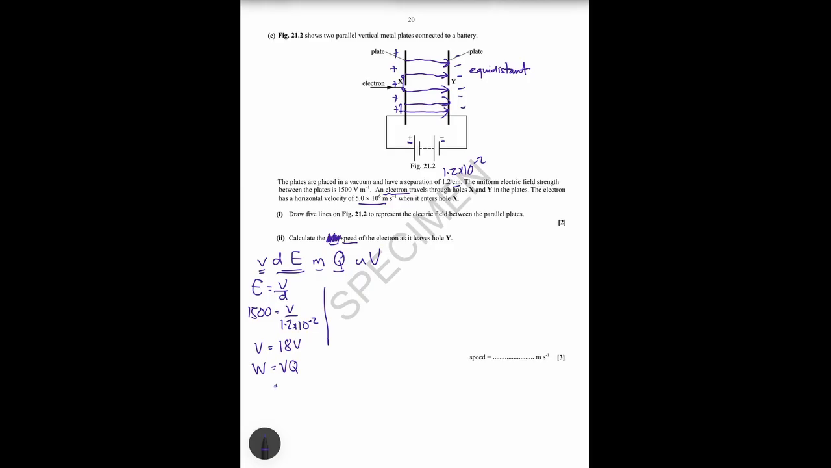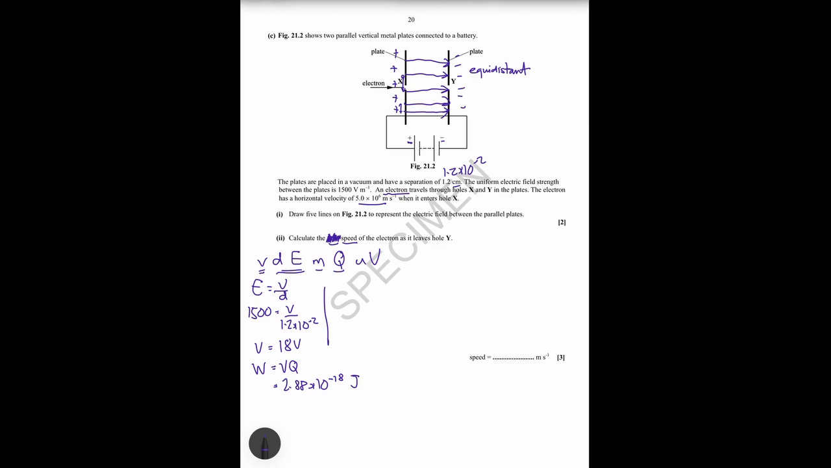So I put those numbers in. V is 18. What's the charge of an electron? 1.6 times 10 to the minus 19. So I put that into my calculator: 18 times 1.6 times 10 to the minus 19. And I know that the answer is 2.88 times 10 to the minus 18 joules. Okay, so I know that work done is the same as energy transferred.